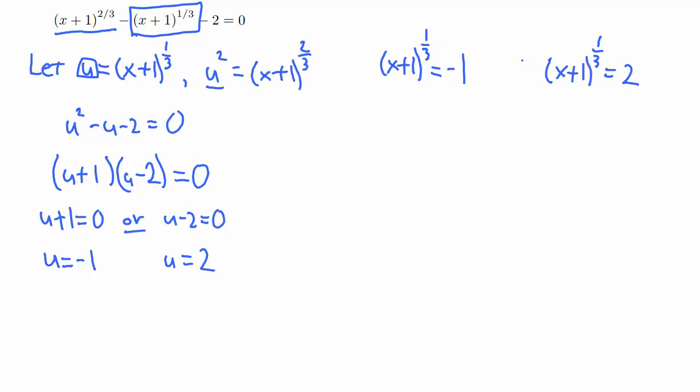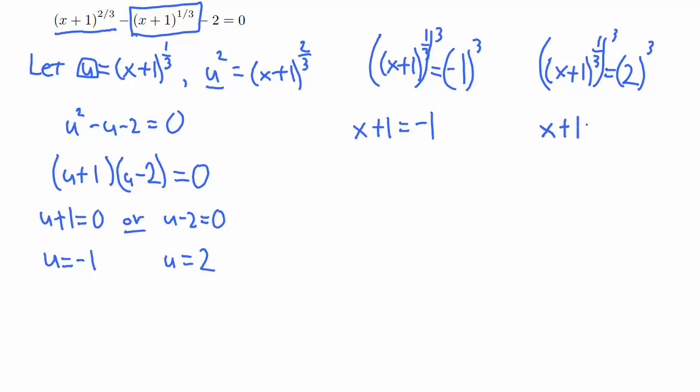Notice that this is exactly the type of equation that you just got through solving. So we're going to simply take both sides to the reciprocal of 1/3, and the reciprocal of 1/3 is 3. So effectively, we're cubing both sides here. That gives me x plus 1 is equal to negative 1 cubed, which is negative 1, and then x plus 1 is equal to 2 cubed, which is 8. Subtract 1 from both sides on both of them means that x is equal to negative 2 and x is equal to 7.